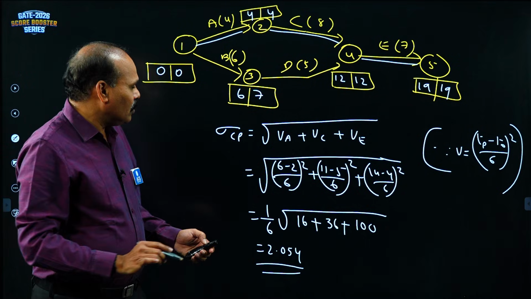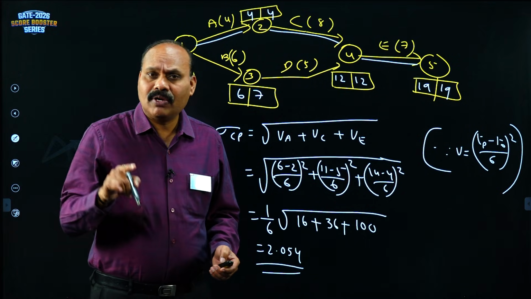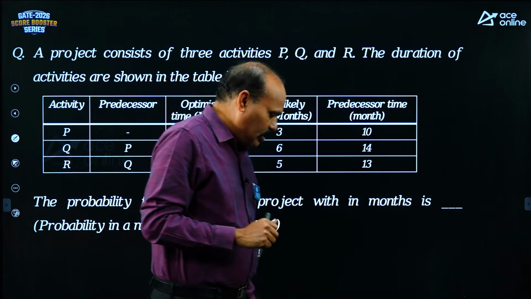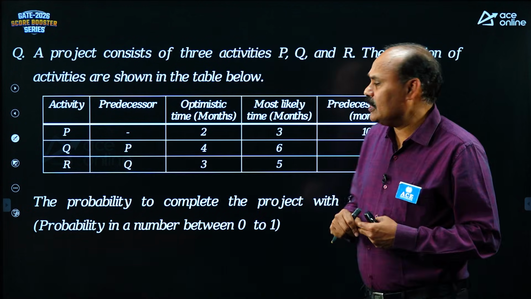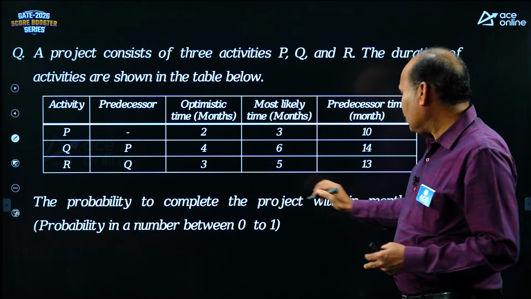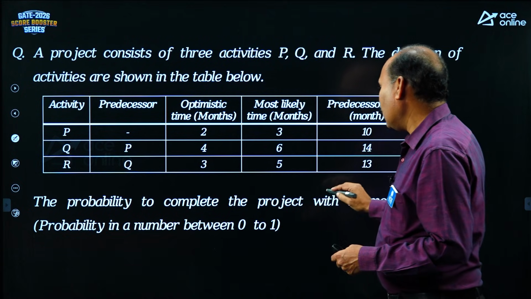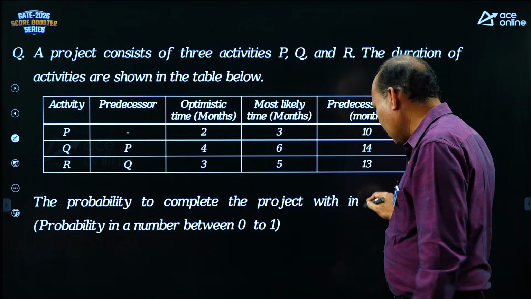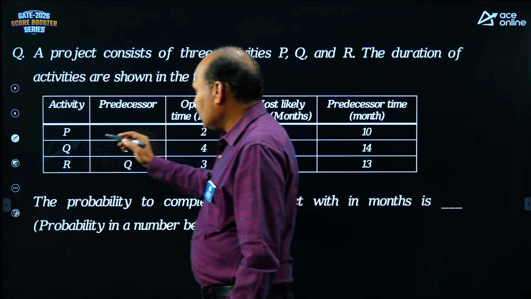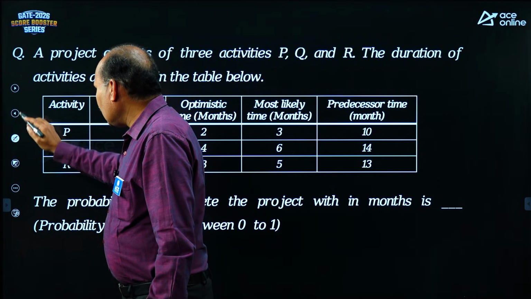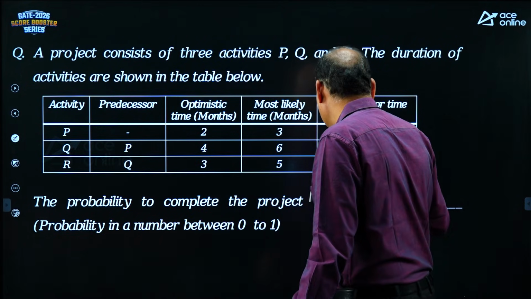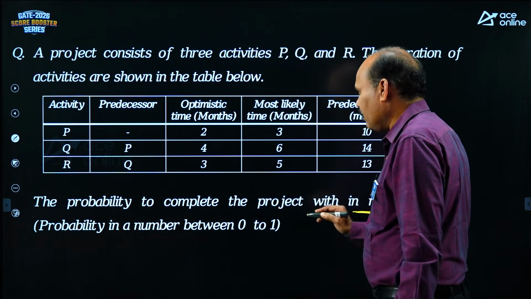So in these two formulas we have used the TE formula as well as the variance formula. Your next question is related to probability calculation. The probability to complete the project within, okay, actually a number is missing. Anyway, let me take this question. First you solve the question, then you can understand. The value should be given within dash.